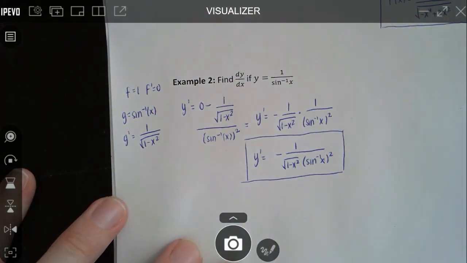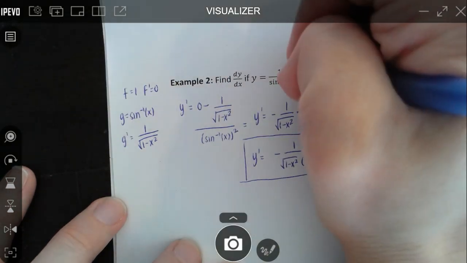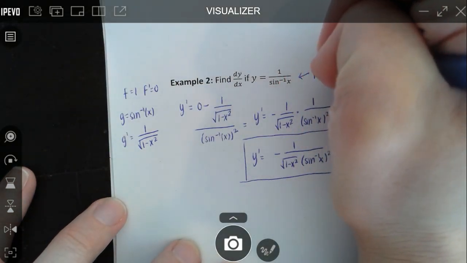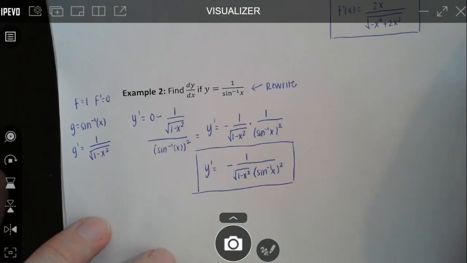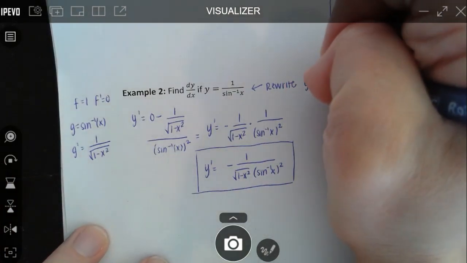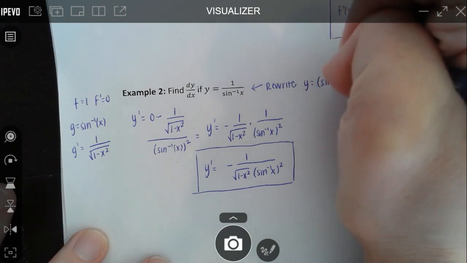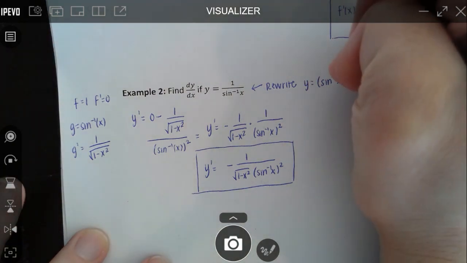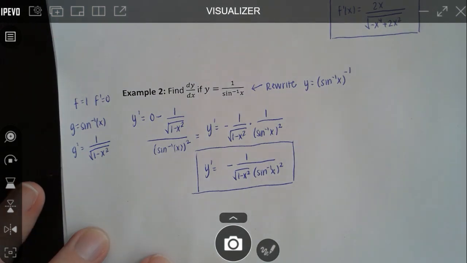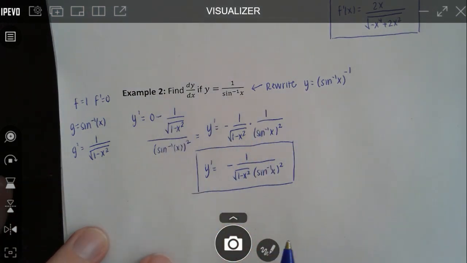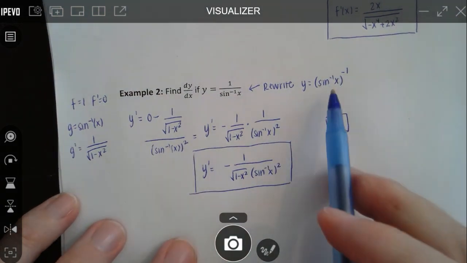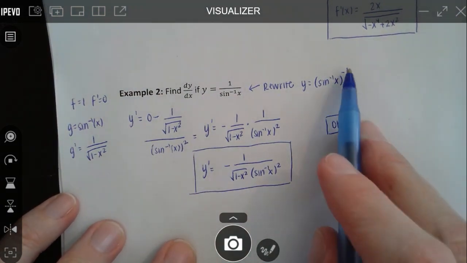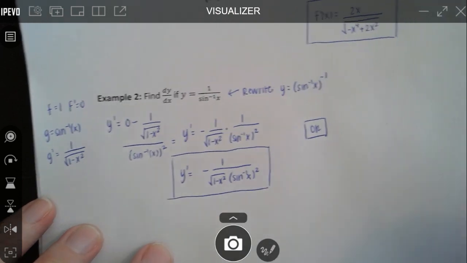If you didn't want to use the quotient rule, you could instead rewrite this as a quantity to a negative exponent. So I could rewrite this as just y equals the inverse sine of x raised to the -1 power. And that gets rid of the fraction part, so I don't actually have to do the quotient rule. So if I do the derivative this way, I'm just going to need to apply a chain rule here because I have an outside function, I have an inside function.